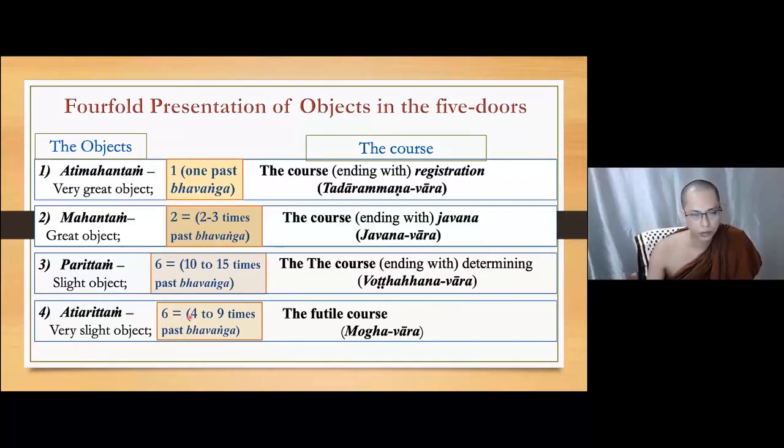Okay, here the passing bhavanga is wrong, so we must change this. The Paritta number three must be 4 to 9, and number four must be 10 to 15 times. So we have to change the order. Okay, so this is the classification of the types of the process in the five doors.